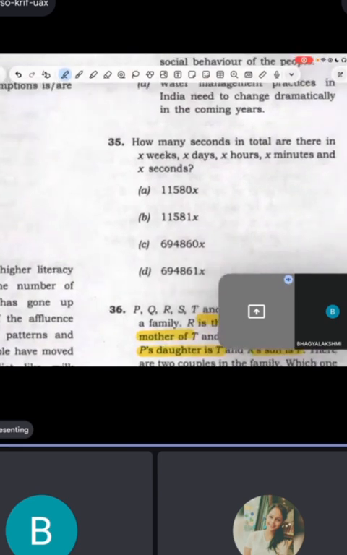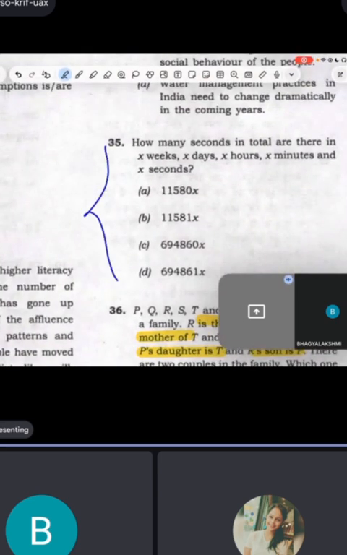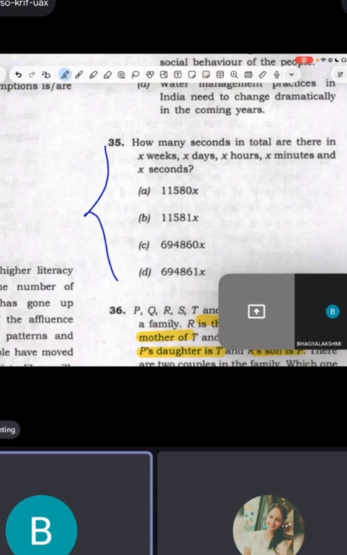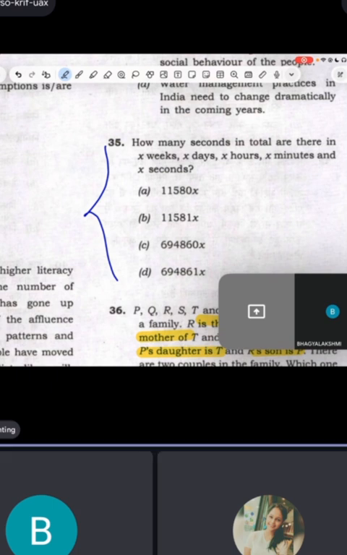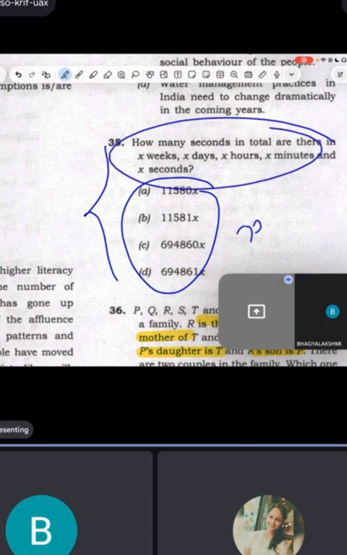Read the question, Bhagya. How many seconds in total are there in X weeks, X days, X hours, X minutes, and X seconds? Guys, looking at the options, they are very difficult actually. I told you, when the options are difficult, the question will be easy. Yes, the answer is here only.